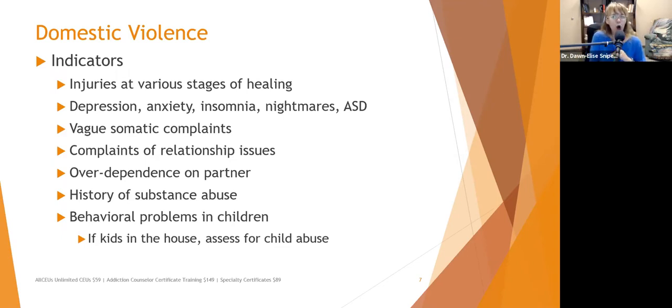If they indicate an overdependence on their partner, they feel like they can't leave because the partner pays all the bills or they're stuck for some reason. If there's a history of substance abuse in the client and/or the partner, or if there are behavioral problems that have suddenly begun in children. And when I say suddenly, it kind of corresponds with when the domestic violence began. If kids are in the house, it's going to be important to assess for child abuse.